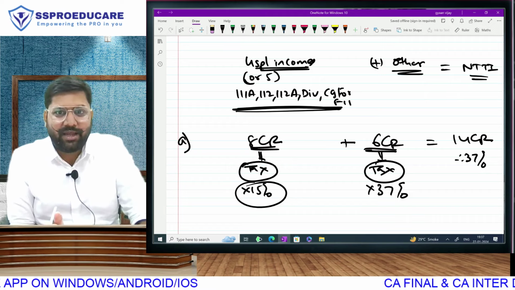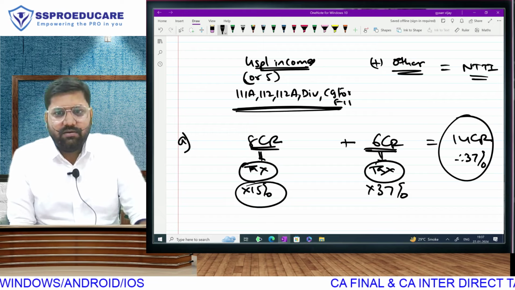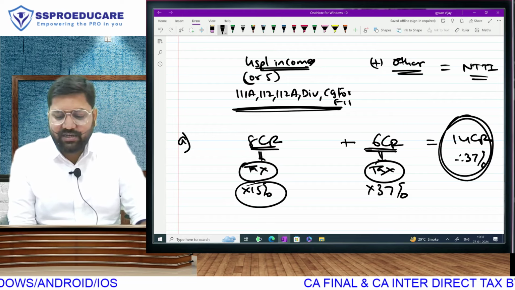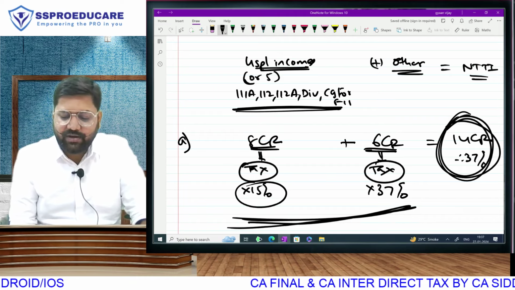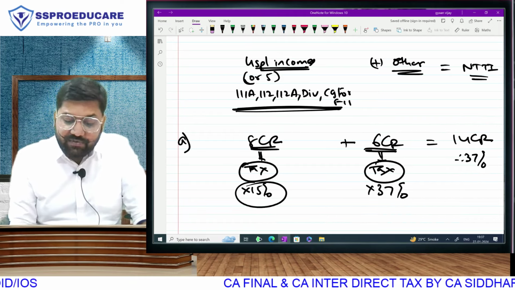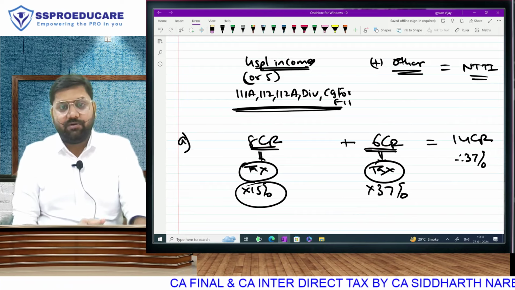Of course, it can be 10 also. If this income was not exceeding 1 crore, if this income was 80 lakh, then everywhere it will be 10. If this income is 1.5 crore, then it will be 15. The decision that we are right now taking is whether 25 and 37 has to be applicable or not.